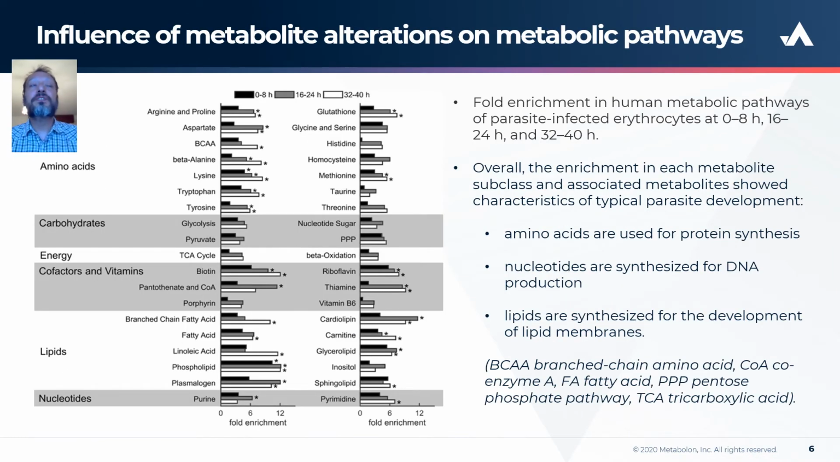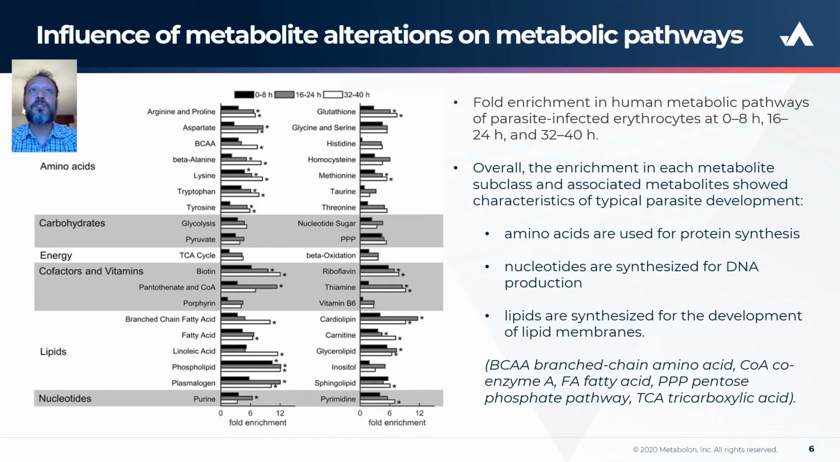So next, the researchers looked at the influence of metabolite alterations on metabolic pathways. To identify and quantify the changes among these metabolites associated with parasite development during the intra-erythrocytic developmental cycle, pathway enrichment analysis was performed on all metabolomic data, which is what is shown in the figure. Metabolites of the amino acid class, such as those produced by arginine, proline, aspartate, and glutathione metabolism, showed significant enrichment at intermediate and late time points, consistent with their canonical role in protein synthesis and oxidative stress.